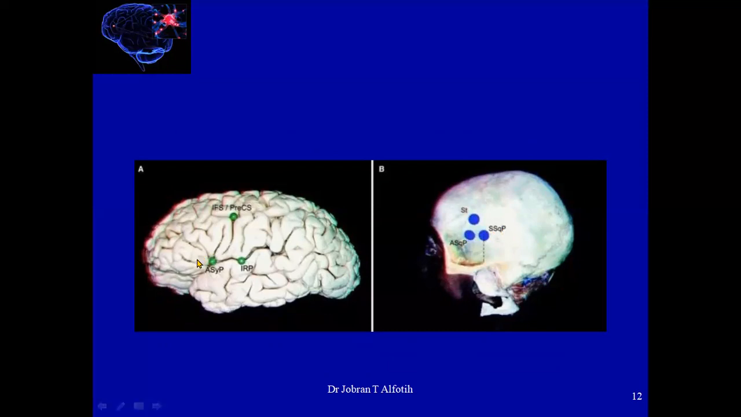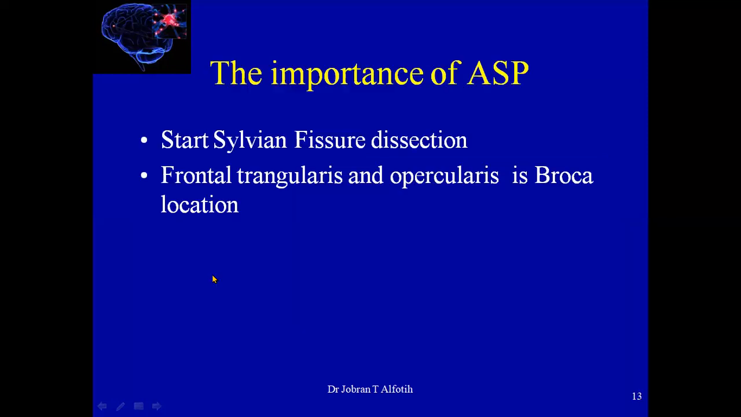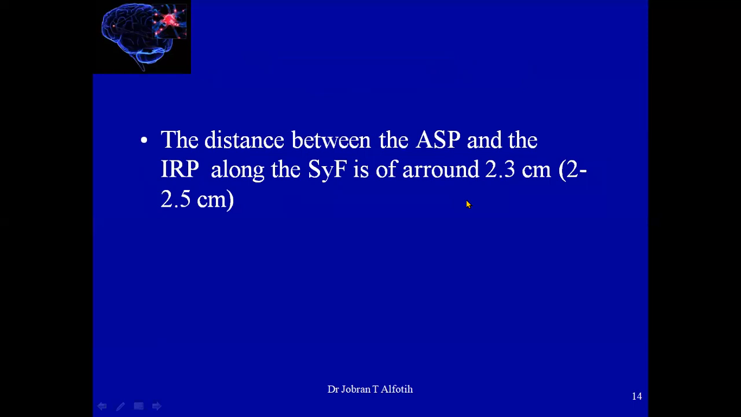Here on this specimen, we have the anterior sylvian point, and behind it is the inferior rolandic point, about 2 to 3 centimeters from the anterior sylvian point. So the importance of the anterior sylvian point is for starting the sylvian fissure dissection. Also, in this area there are very important structures, the pars triangularis and opercularis, which compose Broca's area.